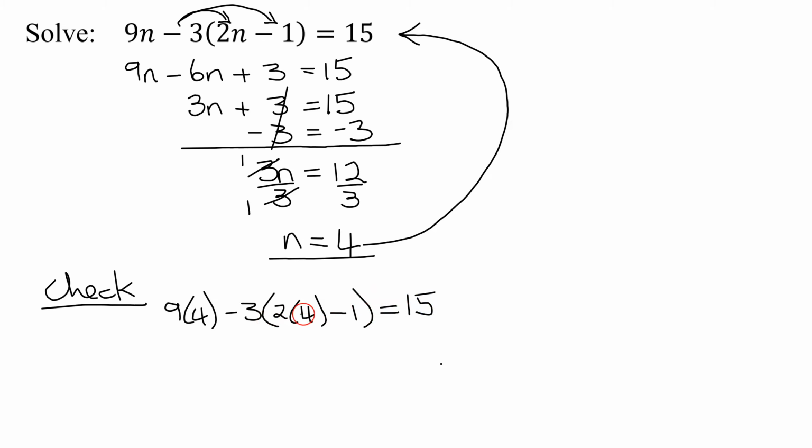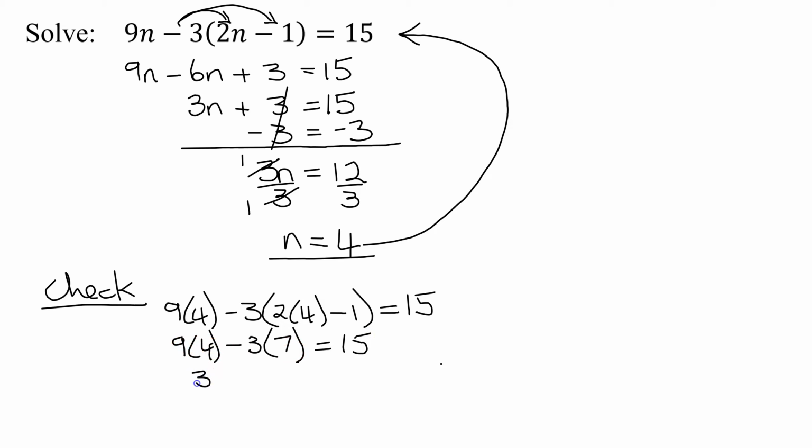So we're going to evaluate what's in parentheses first. So I have 9 times 4 minus 3 times, 2 times 4 is 8. 8 minus 1 is 7. That should equal 15. So now I can do my multiplication.